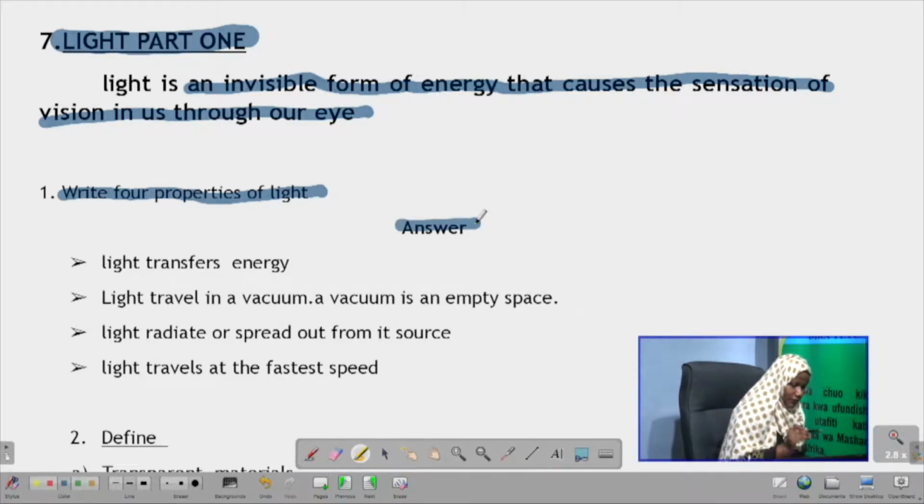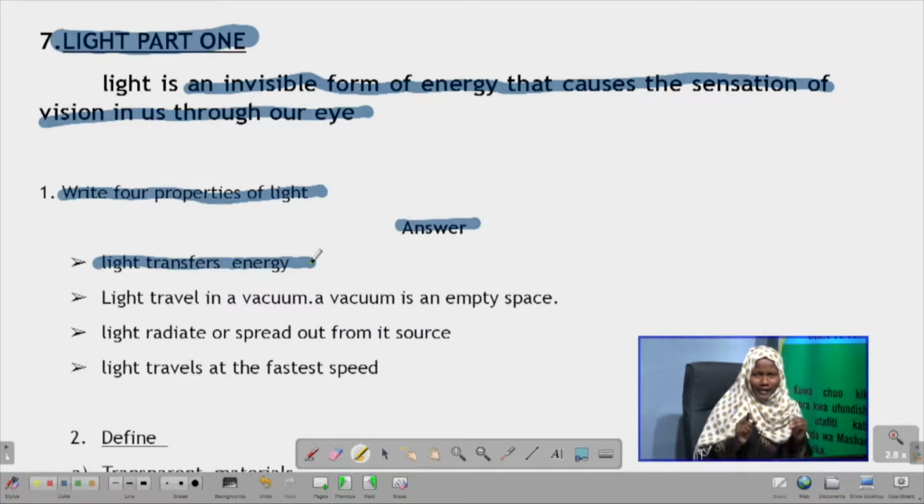Answer. The first property is that light transfers energy. When light falls on a certain object, it transfers energy to that object. That object gains energy when light falls on it.